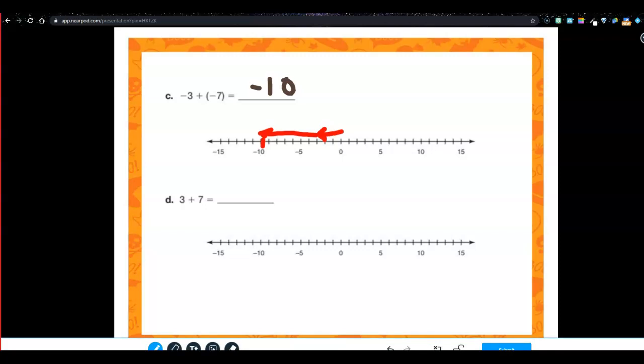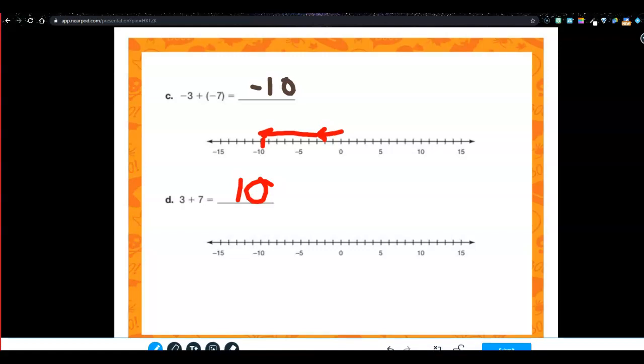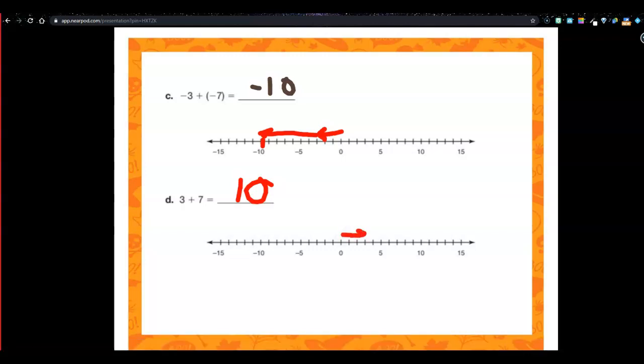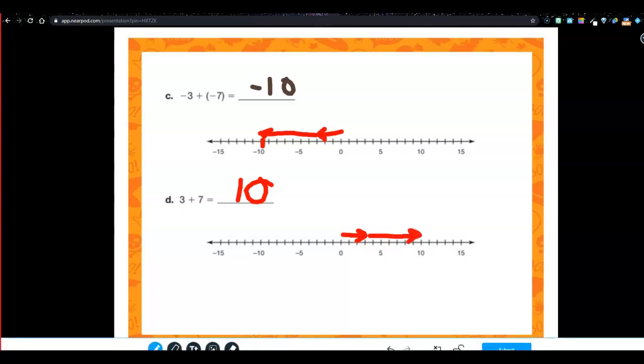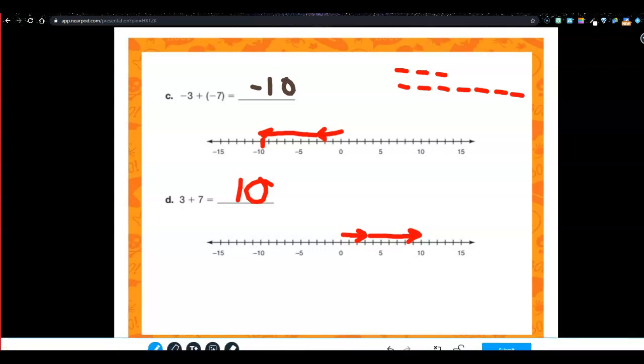Okay, notice both of my arrows are going in the negative direction. And the same thing on this one, same signs, add them and keep the sign. 3 plus 7 is 10, and they're positive. First we go 3, and then we take 7 more. If I was modeling with negatives, I had 3 negatives, and I add 7 more. So I could ask you, how many negatives do you have altogether? You have 3 and 7 more. You have 10 negatives altogether.